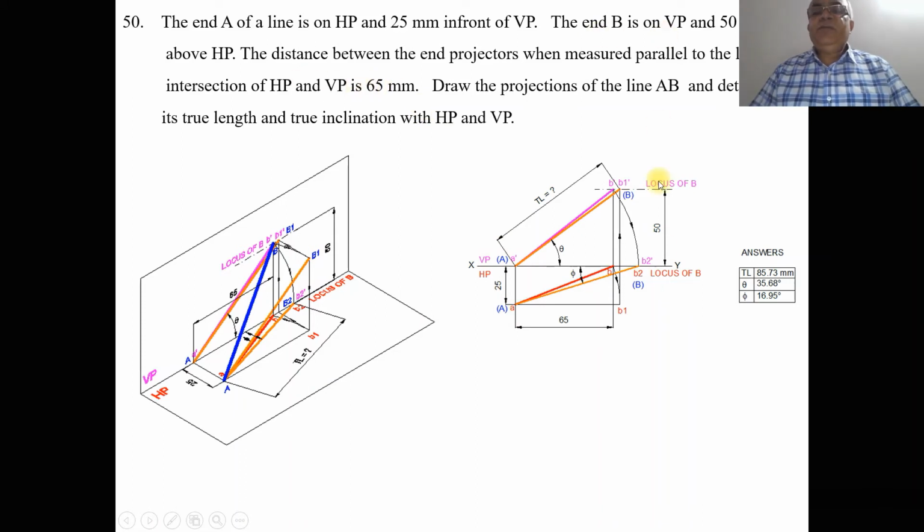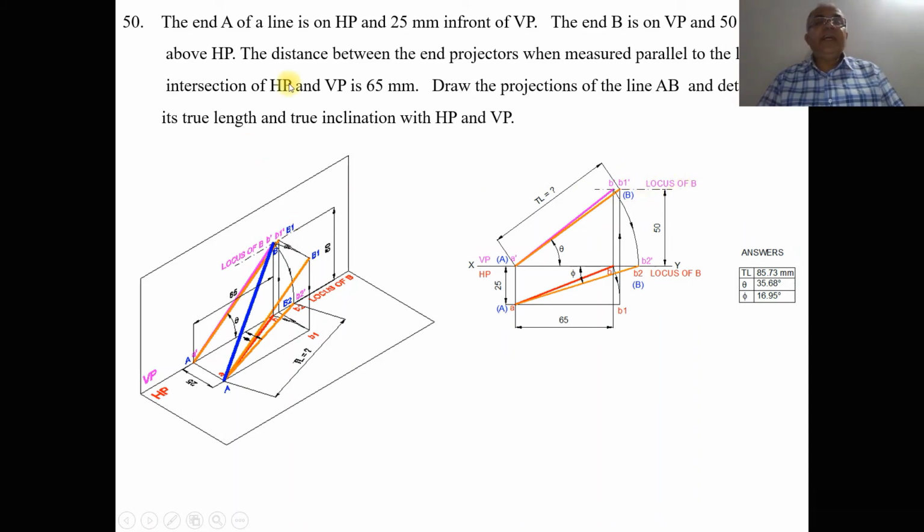Then the other end is on VP. VP means it will be on HP. So obviously the locus of B in the top view will be the XY line. And it is 50 mm above HP. So from the XY line you measure above HP by 50 mm and draw a dash dot line. And it is above HP, so the image will be on VP. Since the image is on VP, it is above the XY line. So from the XY line, you measure 50 mm and draw a dash dot line. You mark this as the locus of B.